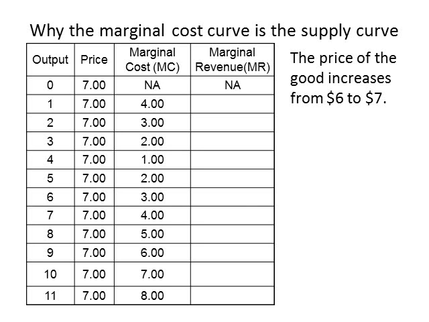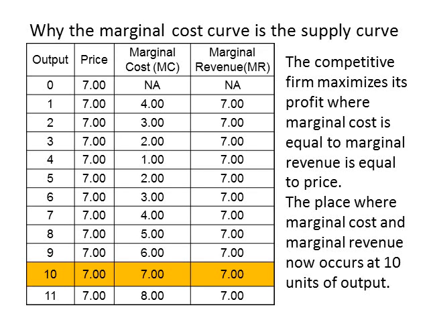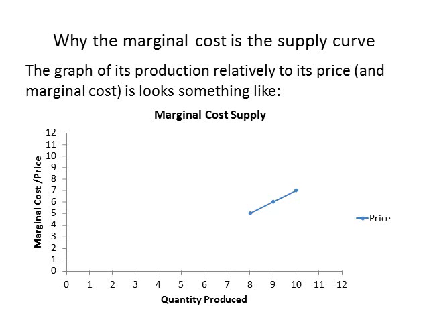Now suppose that the price of the good increases from $6 to $7. Since in a perfectly competitive market, marginal revenue is the same as price, the marginal revenue column also changes to $7. The competitive firm maximizes its profit where marginal cost is equal to marginal revenue. The place where marginal cost and marginal revenue now occurs is at 10 units of output. The new point is added to the graph at 10 units of production and a price and marginal cost of $7.